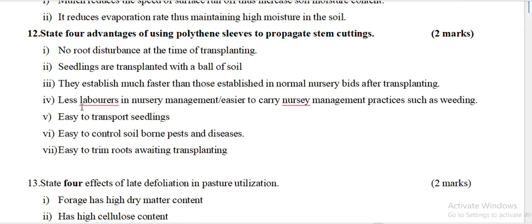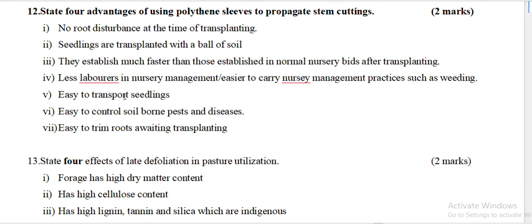Question 12. State 4 advantages of using polythene sleeves to propagate stem cuttings. Number 1, no root disturbance at the time of planting. Then seedlings are transplanted with a ball of soil. They establish much faster than those established in normal nursery beds after transplanting. Then less laborious in the nursery management, or it is easier to carry out nursery management practices such as weeding.